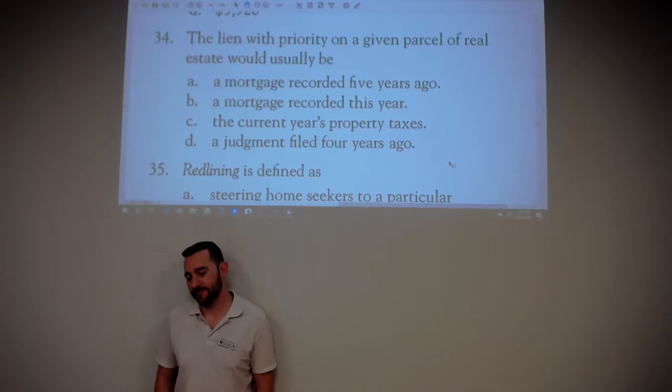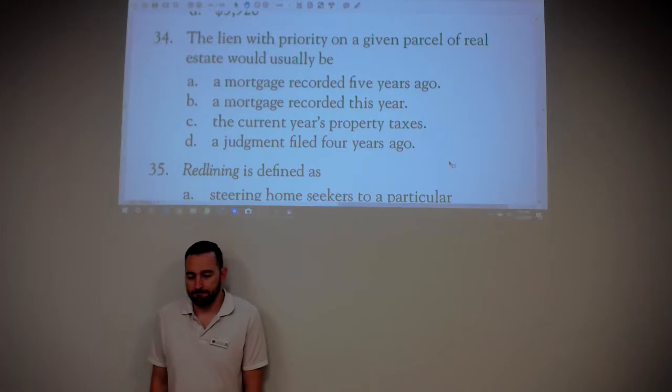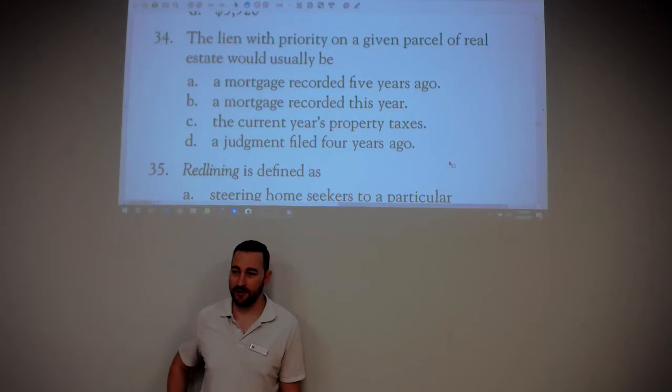So, who said A again? Why A? Because whoever records first is the one that gets paid first. So B would definitely be second. That is correct, halfway there. What about a judgment that was filed 4 years ago? That's still after A, right? Therefore, A would still be the most accurate answer so far.